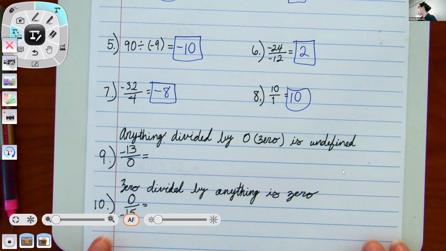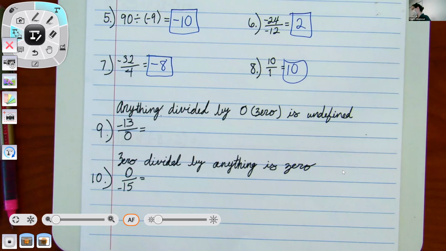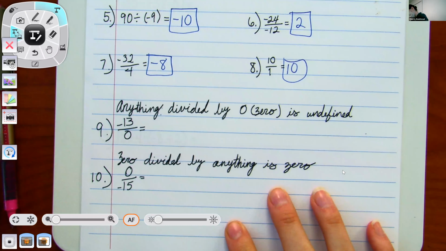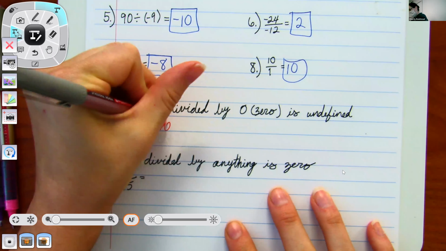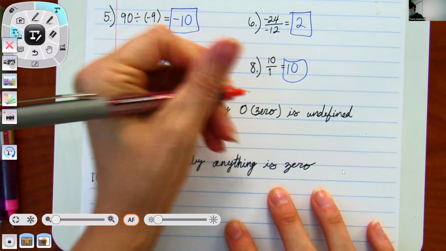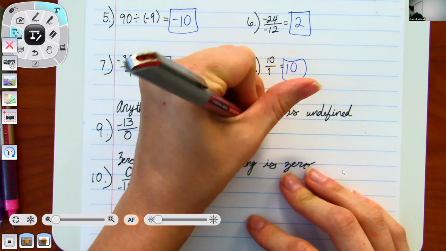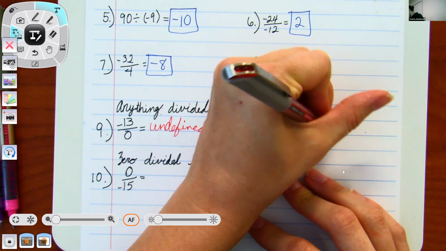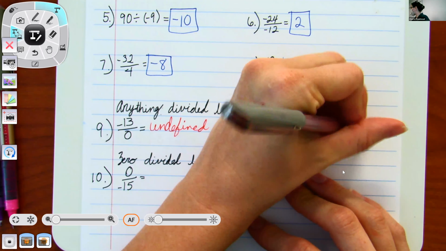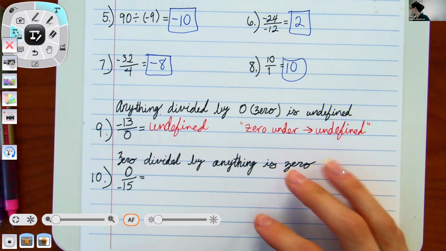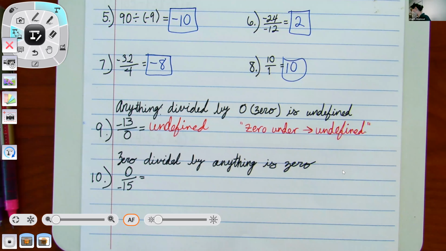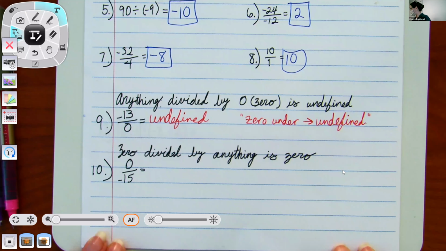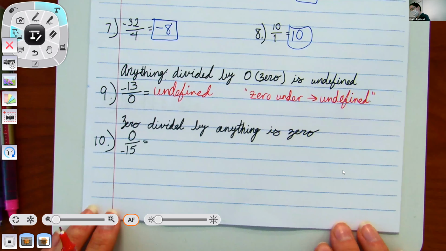All right, and then you can't really divide by 0. So anything over 0 or divided by 0 is going to be undefined. All right, so I remember that by saying 0 under is undefined. Anything divided by 0 just equals 0. So 0 over negative 15 equals 0.